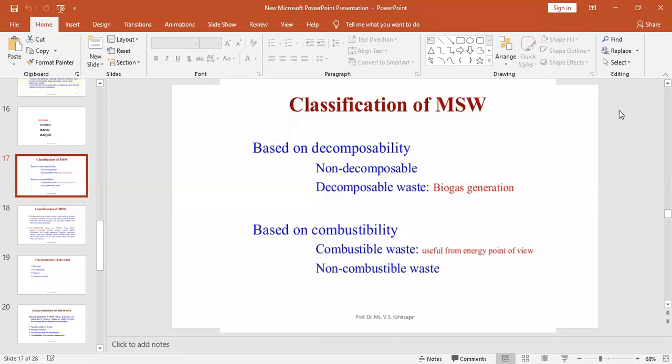Now, the next classification we are going to discuss is based on combustibility. Based on combustibility, municipal solid waste is classified into two types, that is combustible waste and non-combustible waste. Combustible waste in the sense it will combust, it will convert, and there will be a huge reduction of volume.